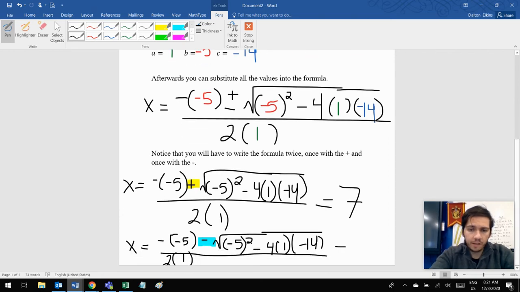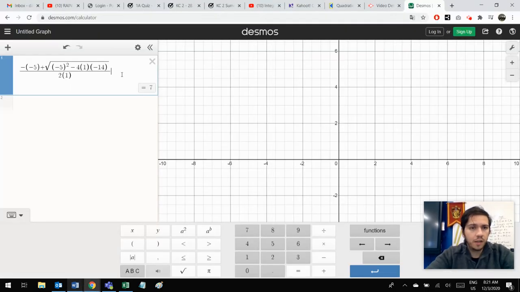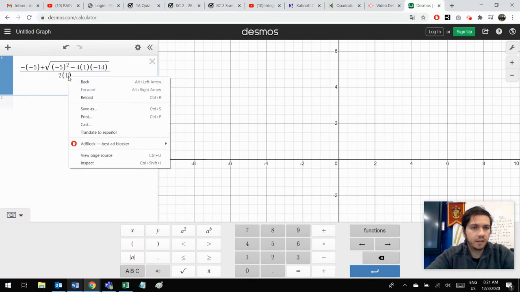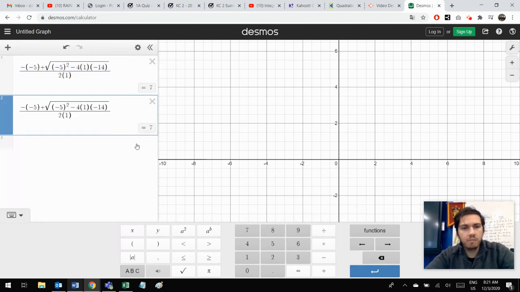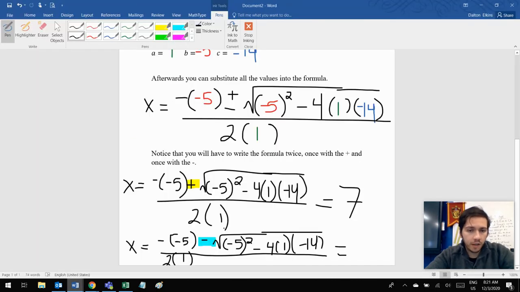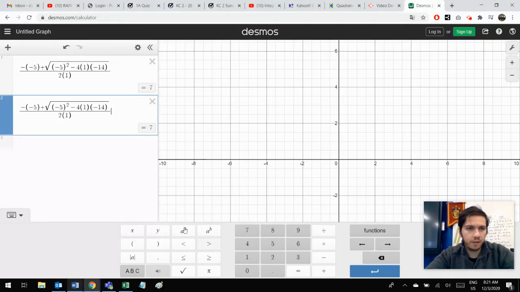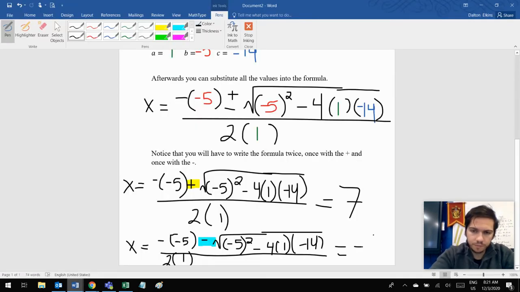So I'm going to do the exact same thing, but let me teach you a shortcut. If you just highlight this entire thing, I don't think it's letting me do it. If you hit Control and C at the same time, you can then hit Control and V and paste the entire thing. The only thing I need to change is this plus into a minus. That gives me my second answer, which is -2. So those are our two answers.